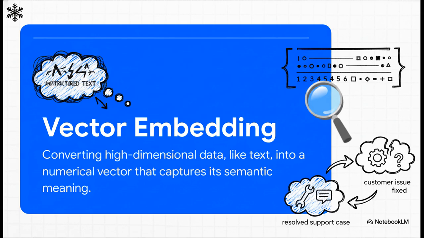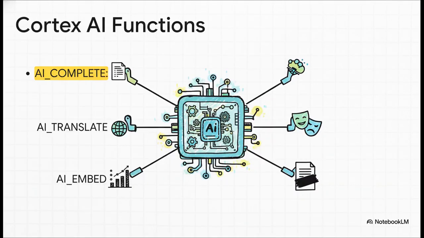Well, the easiest way to think about it is like a universal translator, but for data. It takes all that messy, unstructured stuff, like text from an email or a document, and turns it into a list of numbers, a vector, that an algorithm can actually work with. And this is the magic part. It's not just keyword matching. No. It captures the meaning, the context, so the computer understands that "resolved support case" and "customer issue fixed" basically mean the same thing, even though the words are totally different. It's a game changer.